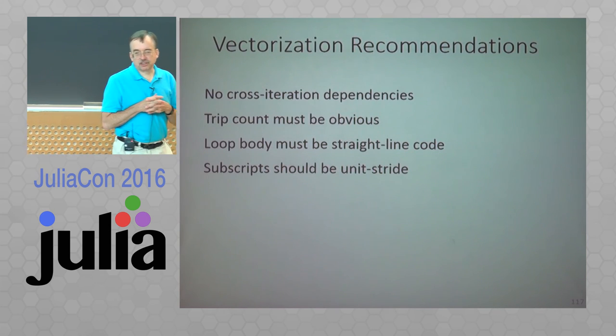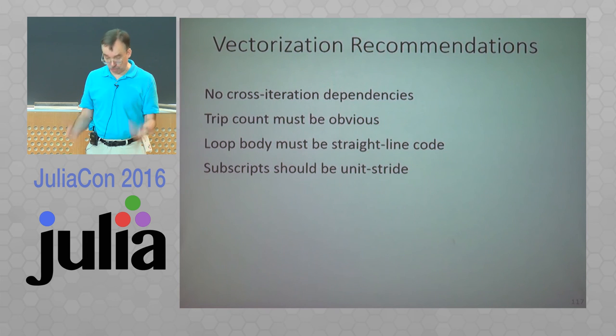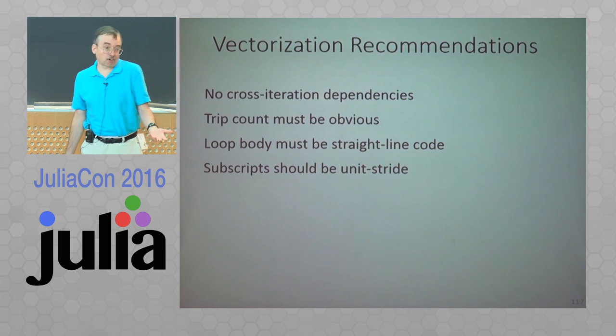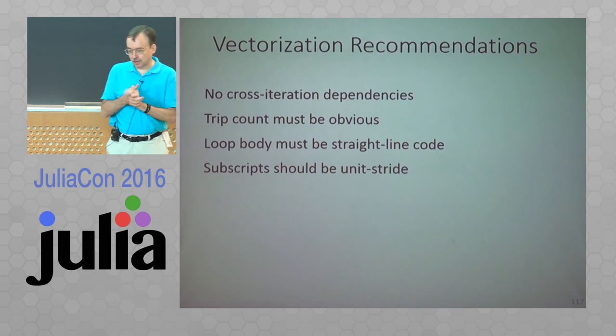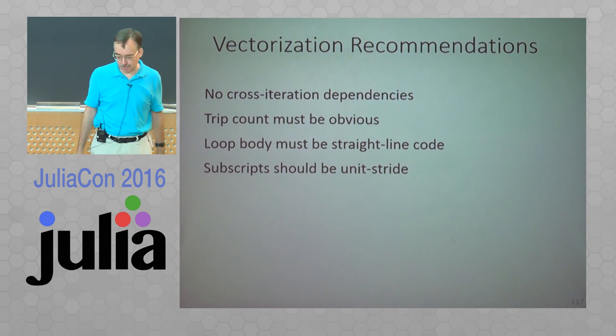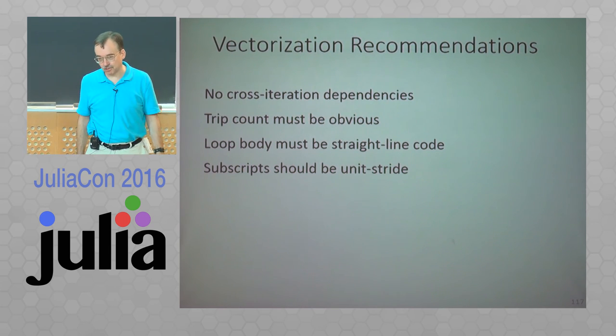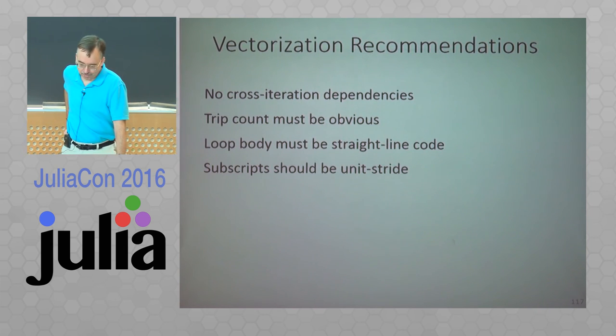So for vectorization, you need no cross-iteration dependencies. No iteration of a loop can depend upon another loop iteration, because the compiler won't vectorize it implicitly, and if you mark with @simd, you'll get wrong answers. The trip count of the loop must be obvious. That's actually not a big deal for Julia, because for loops, the trip count, that's the number of times through the loop, can be computed directly. It's more of an issue for C and C++, where the trip count rules are complicated.